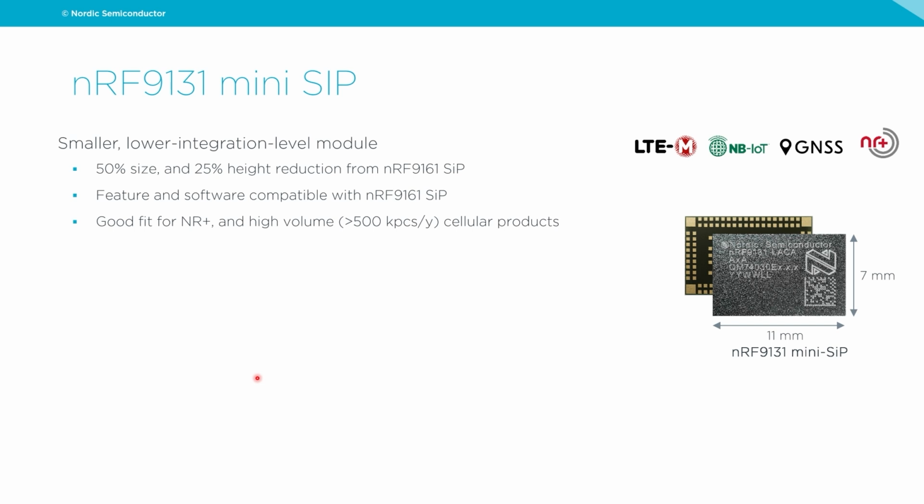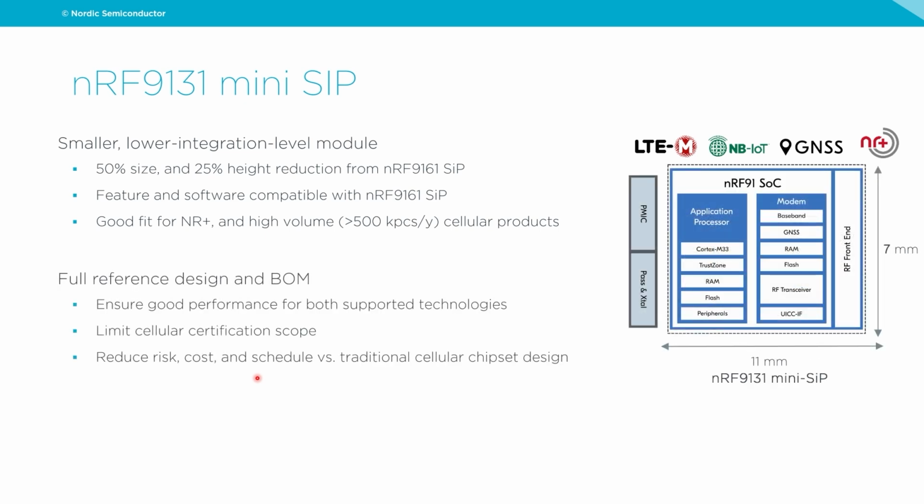The last one is the nRF9131, what we call a mini SiP. This is a lower integration module, so it's not certified. It also has size and height reductions, compatible in terms of feature and software with the nRF91 SiP, just like the nRF9151. And it is really the best fit that we have for DECT NR+ and for high volume cellular products.